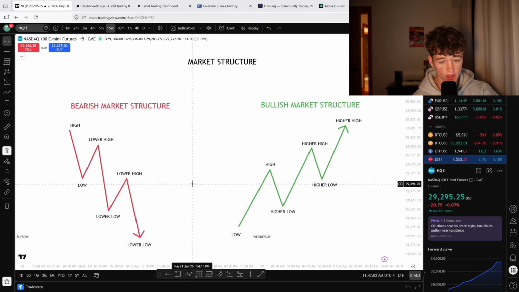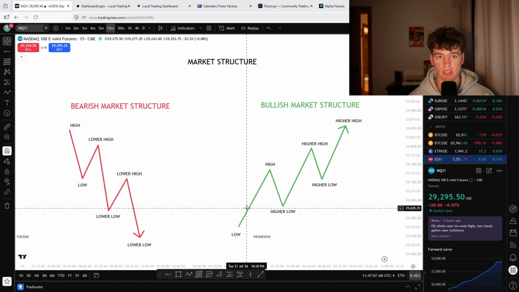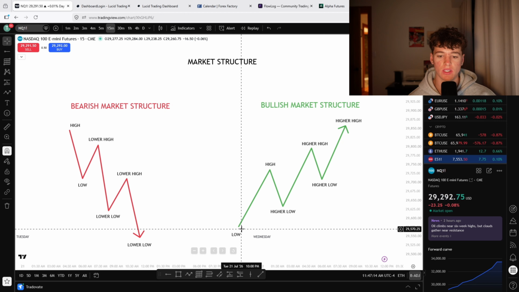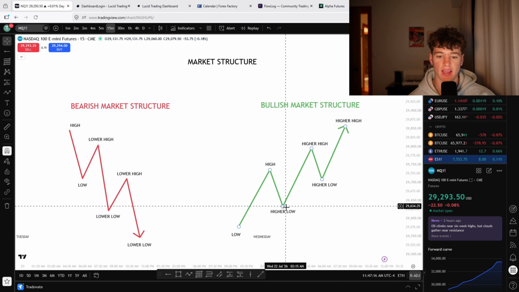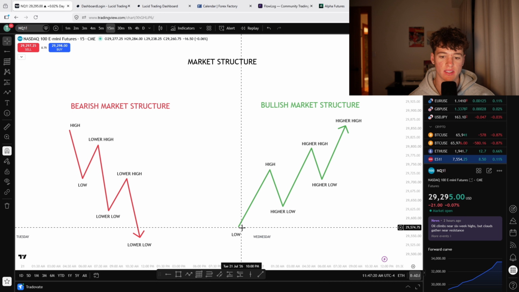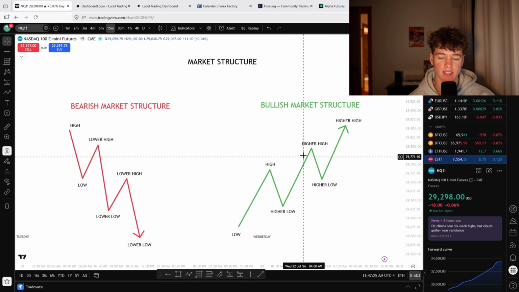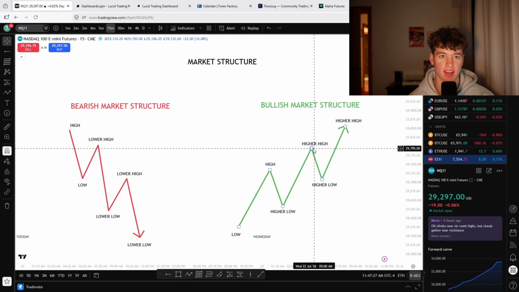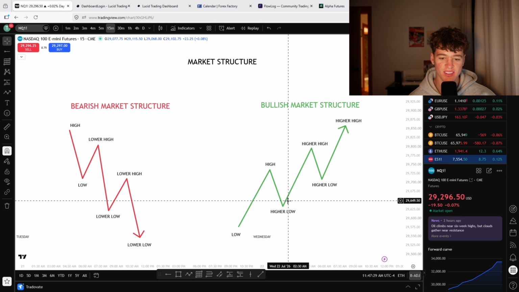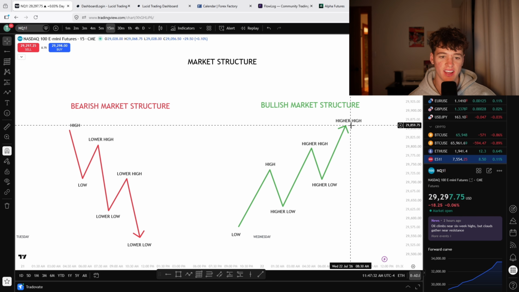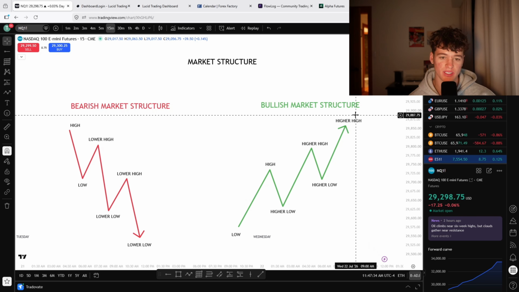A bullish market structure is basically going to be the exact same thing, just reversed. You guys are probably going to notice that with a bunch of these concepts. When you reverse bullish and bearish, it's just the same thing but reversed. So we start with the low, and then we have a high, and then we have a higher low. This is a low, and it's higher than this one. And then we have a higher high. It's higher than this high. And then we have a higher low, higher than this low, and then we have another higher high. So this is a bullish market structure.